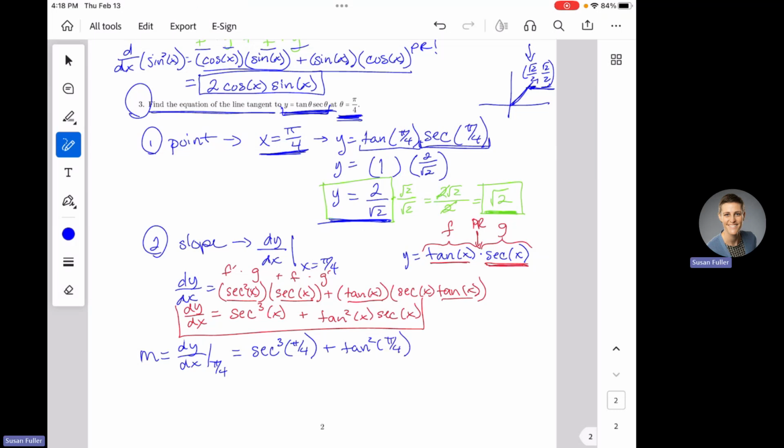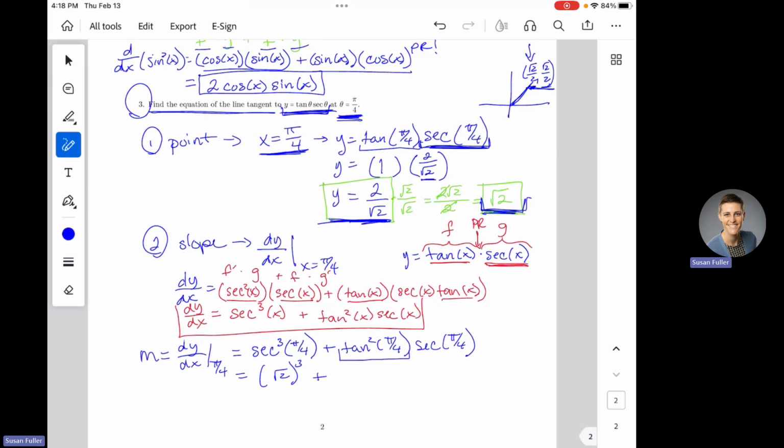Pi over 4 times the secant of pi over 4. And we just found a bunch of these values. So the secant of pi over 4 was 2 over root 2. And again, I know that 2 over root 2 is also going to simplify to root 2. So I think I'm going to use this form because I think that's going to be easier to use. So I'm going to use root 2, and I'm going to have to cube that.